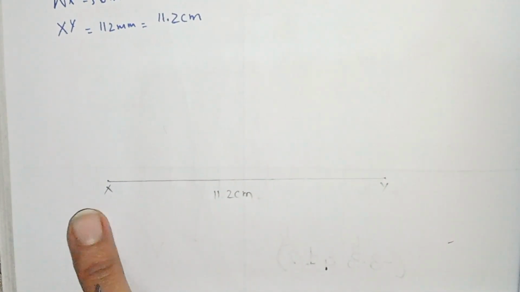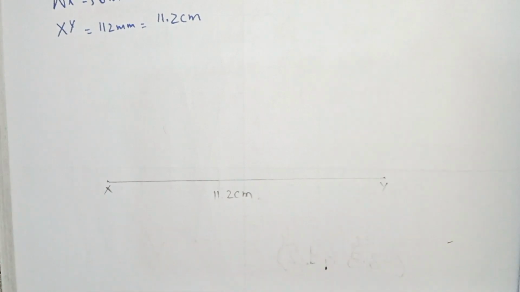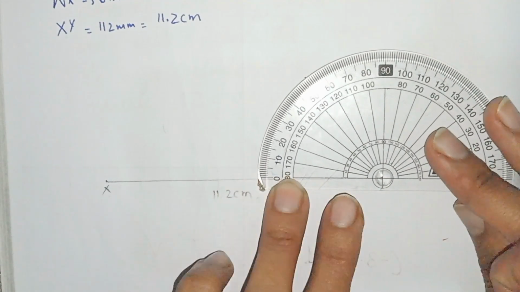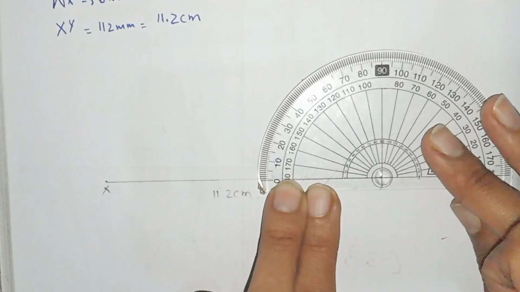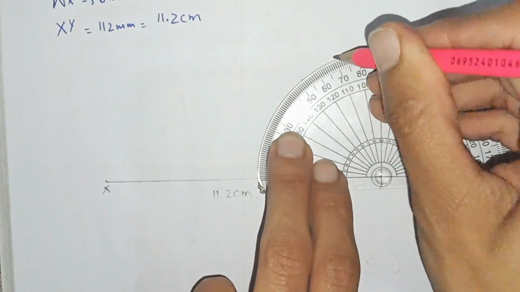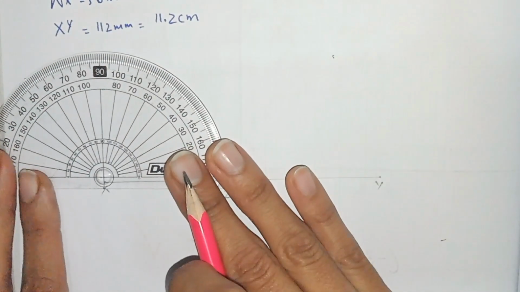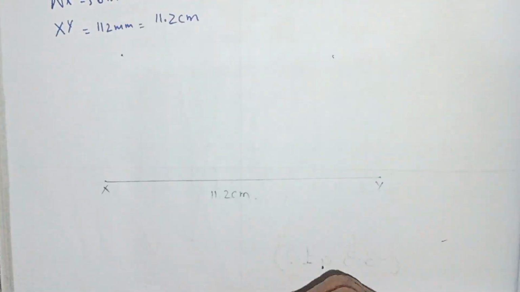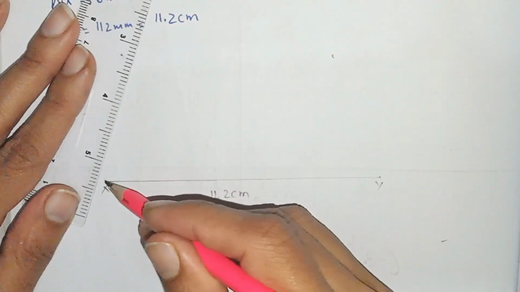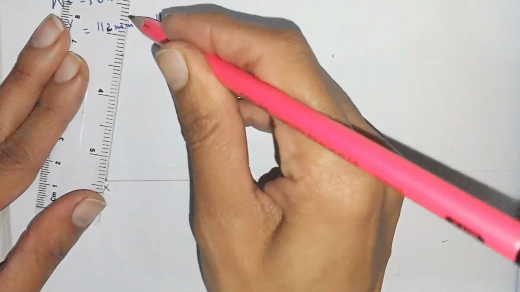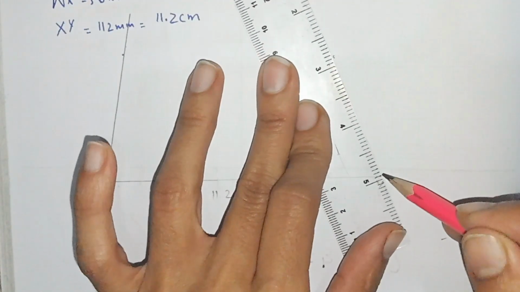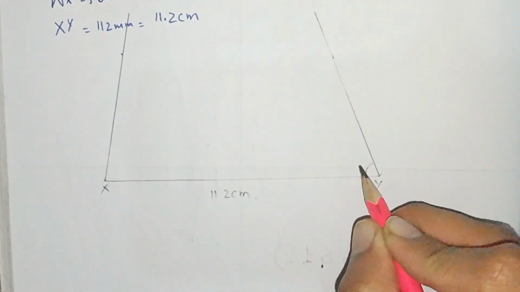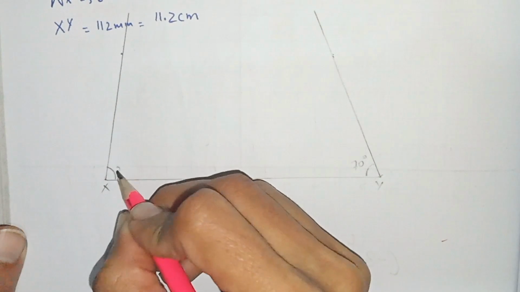Draw the angle of 70 at point Y. Using protractor, I am making an angle of 70 at point Y, and at point X mark the angle of 80. This is the angle of 70 and this is the angle of 80.